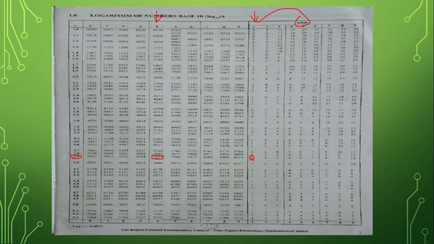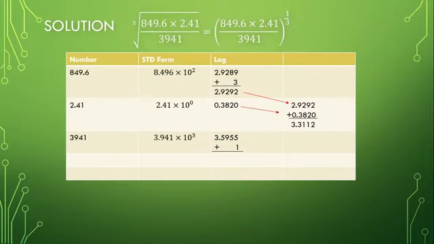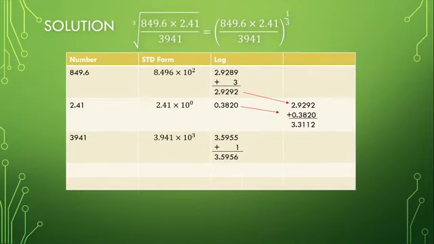So I shall pick 59, 55, add 1 to the mantissa part, then sum it to the characteristic, and basically I'll end up with 3.5956. Now notice this line. What does this line mean?